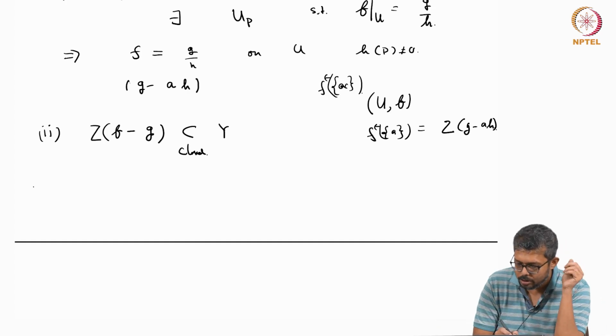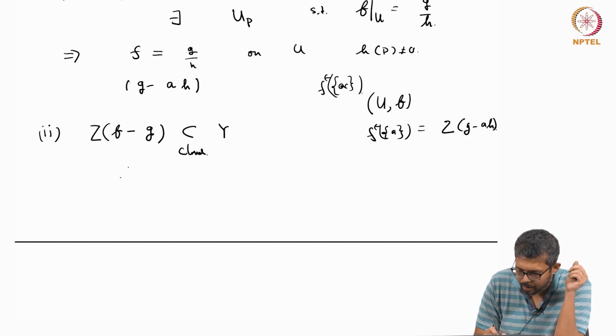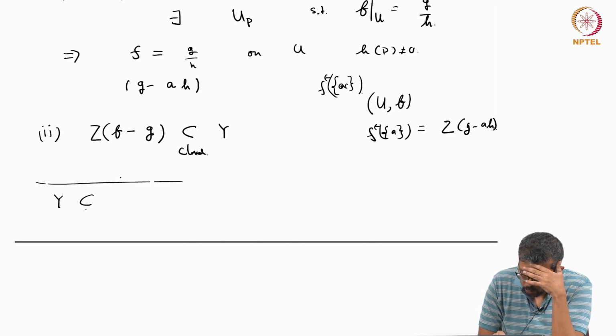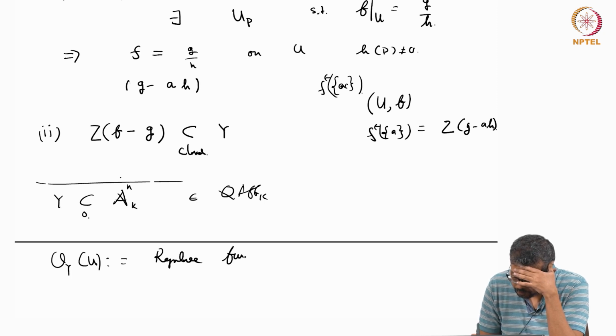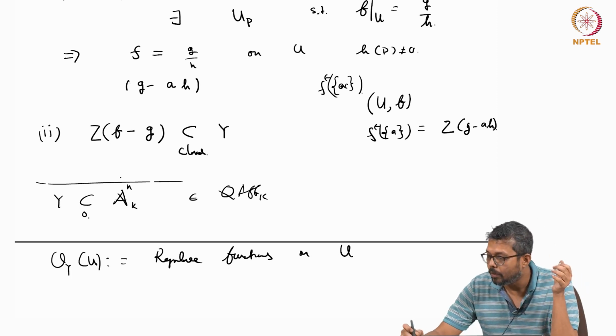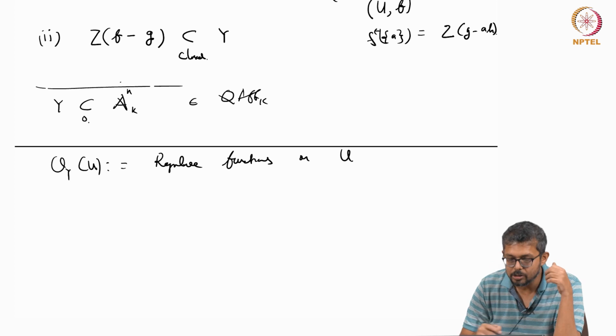So now you see that, as I was saying, when Y is quasi-affine, you can talk about O_Y of U. So for every U, you can talk about regular functions on U, where U is any open subset. So this forms a sheaf.